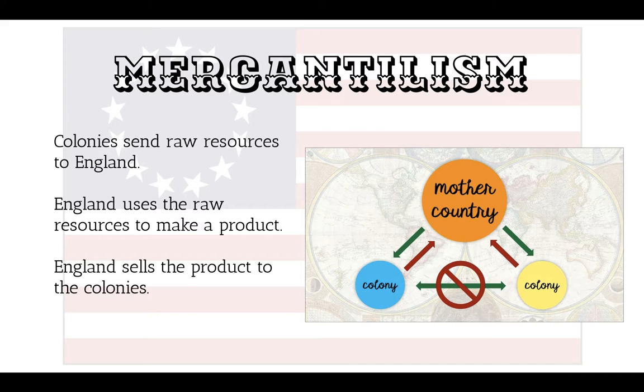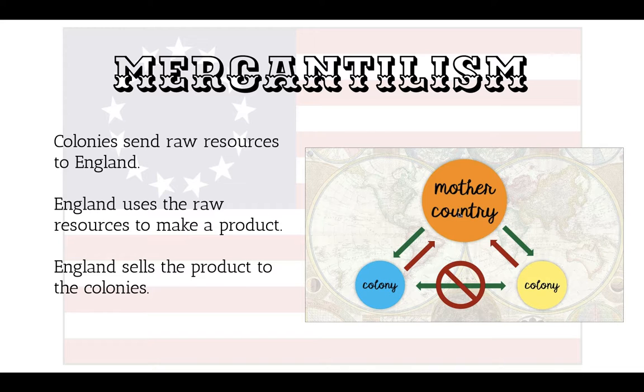They could have just built those tables and chairs themselves. They could have sold it between each other to make money for the colony itself, but that was something that the mother country, or in this case, England, wouldn't allow them to do, right? They wanted them to strictly send the goods to them so that they could sell them back at a higher price, because now they can charge them for actually making the table or chair, and they can charge them for the cost of shipping it across the Atlantic Ocean.